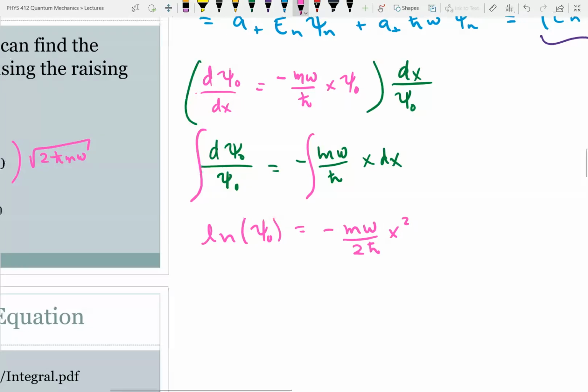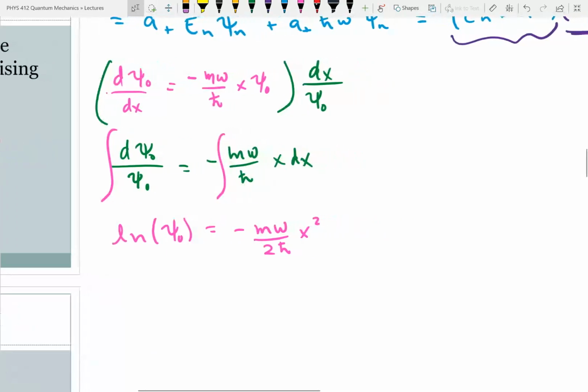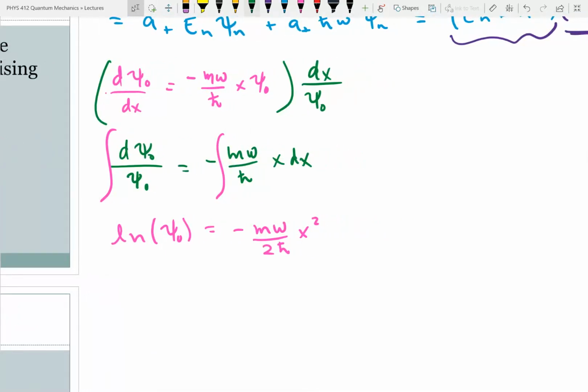And then our final step, how do I get rid of the natural log? You raise both sides to E. Including C or not? Are we including C? No, we're not. We could write this different ways to make it feel better, but no.